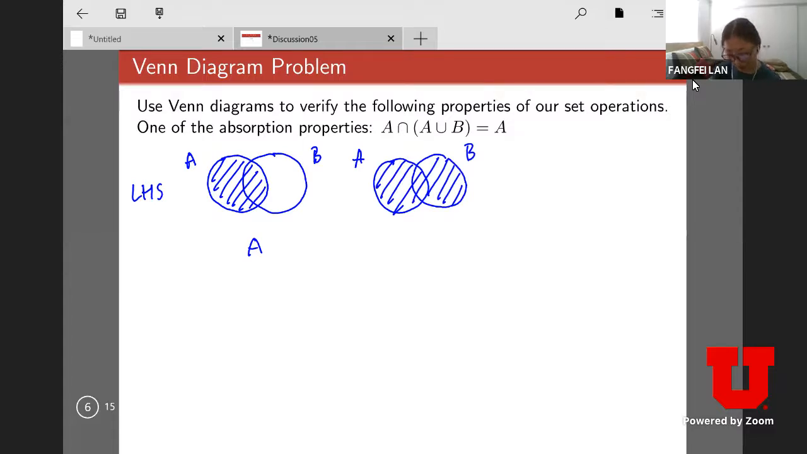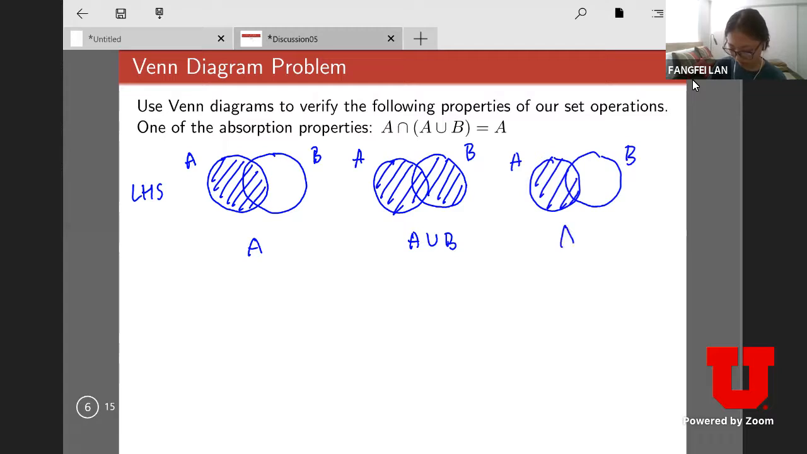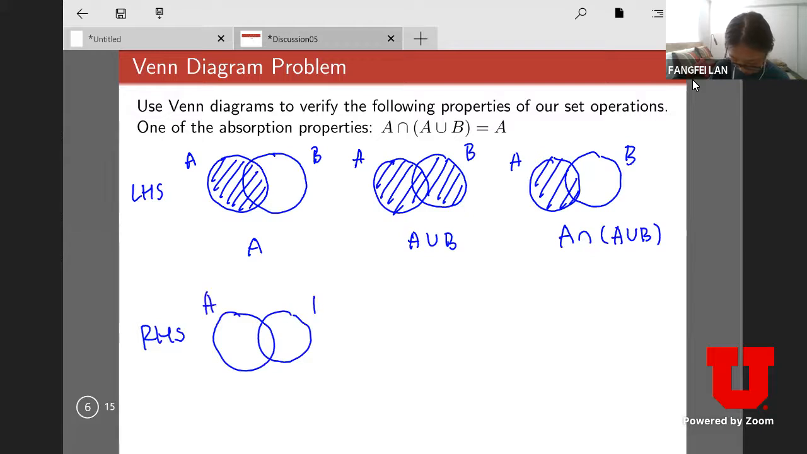So A intersects that, so where is the overlap? So this is A union B. The overlap with it is exactly A. A intersect (A union B). And the right-hand side, same thing. Is this. So we have left-hand side is equal to right-hand side. So done.